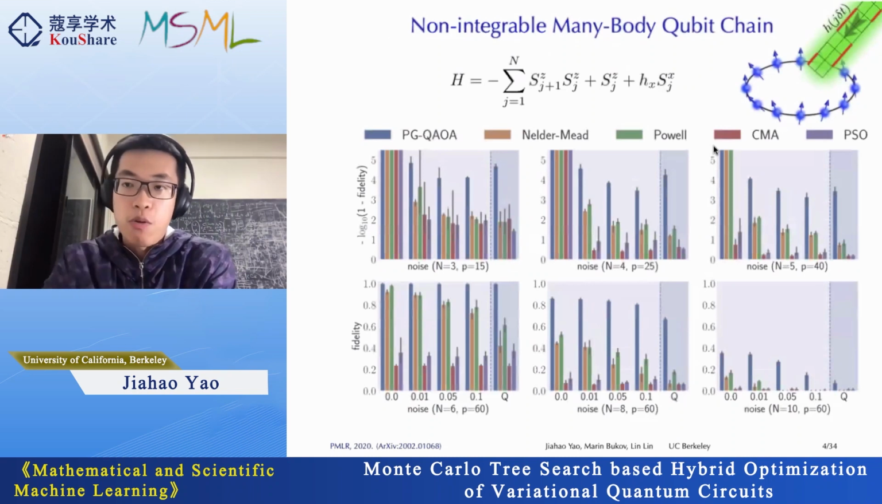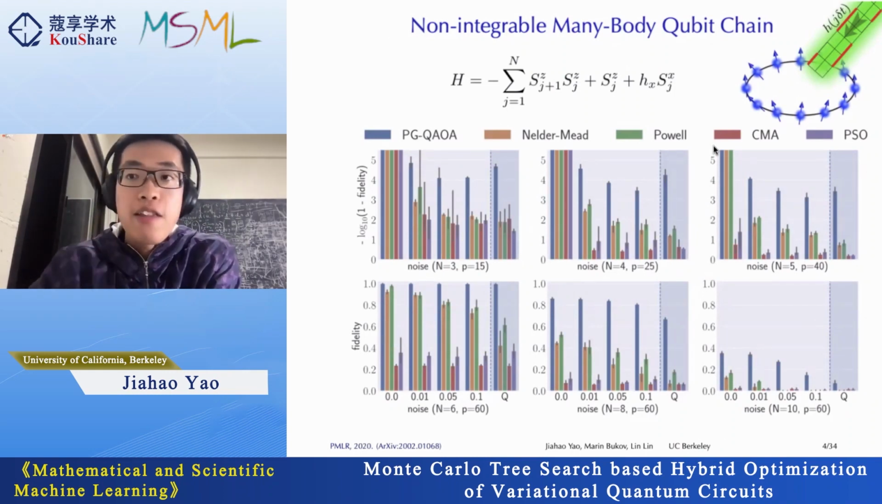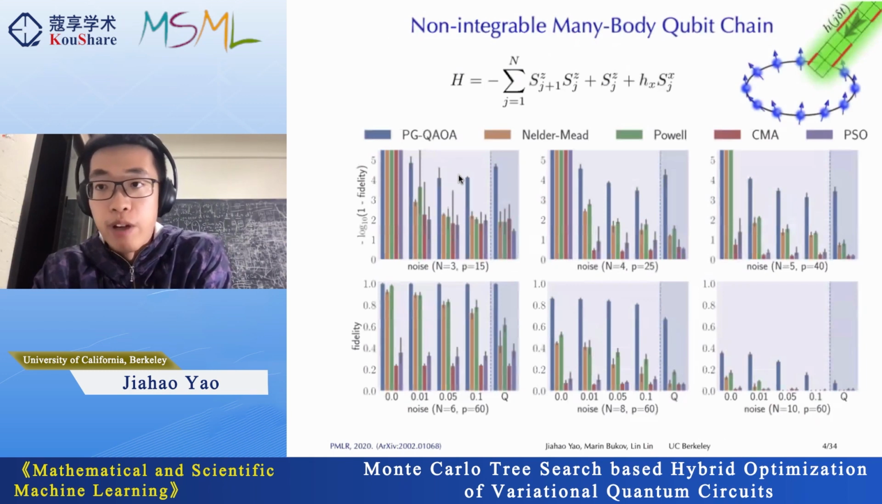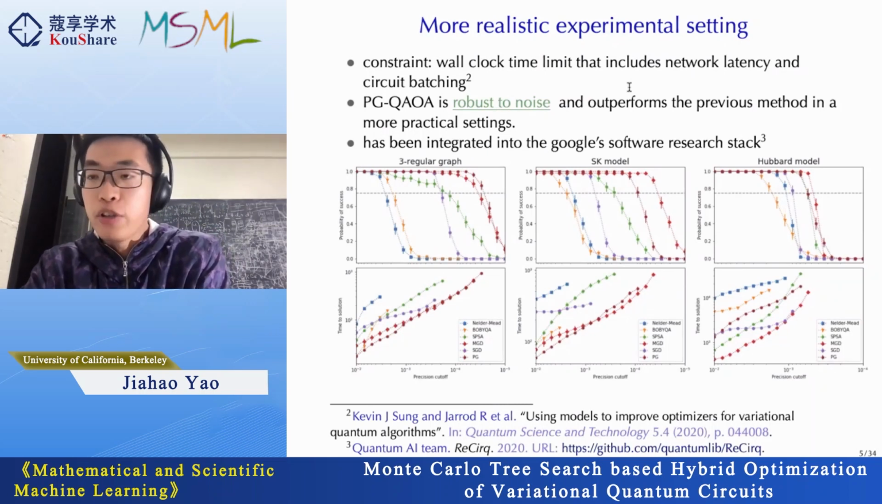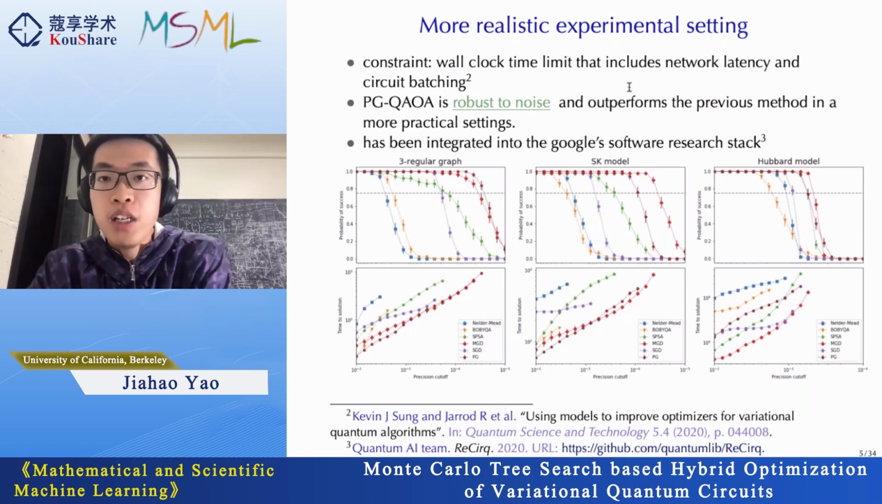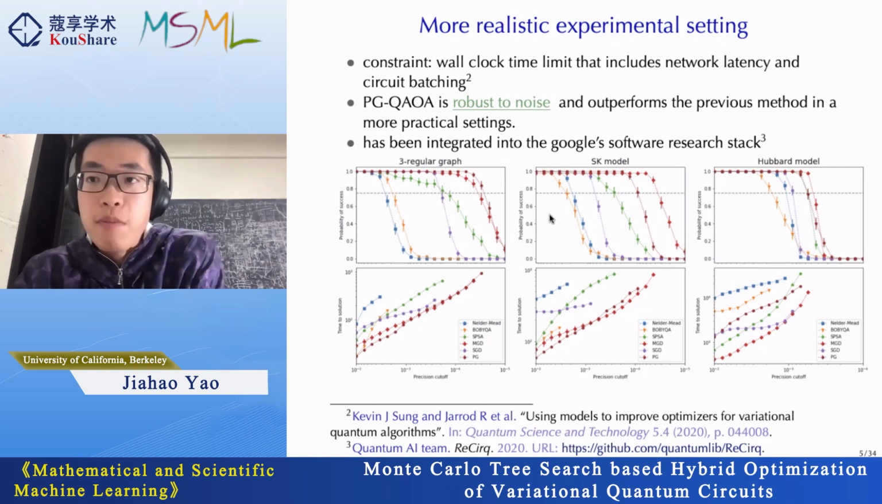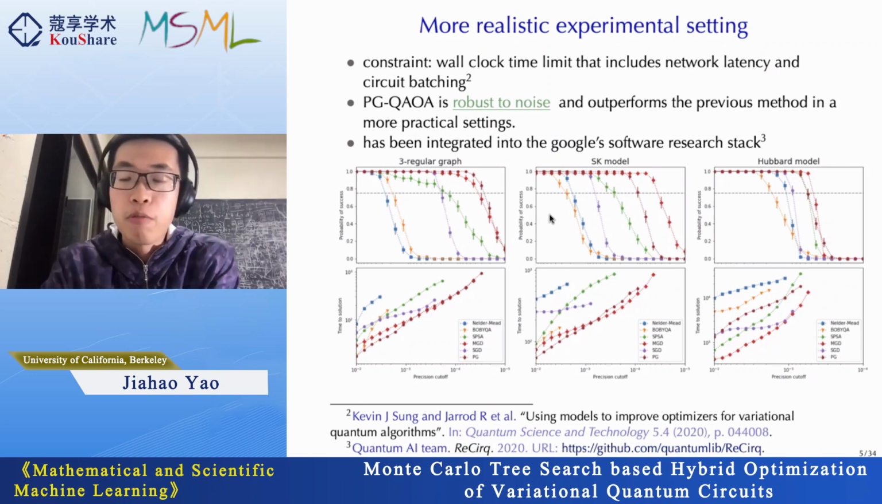We benchmarked our PGQAOA algorithm on this non-integrable many-body qubit chain against other black box optimization methods. We can see that across different sizes of the model and different strengths of noise, PGQAOA outperforms other black box optimization methods. We also went on to test these algorithms in a more realistic experimental setting, with constraints mostly given by the hardware, like the wall clock time, including network latency and circuit batching. In these experiments, PGQAOA is also robust to noise and outperforms the previous methods in these more realistic setups.